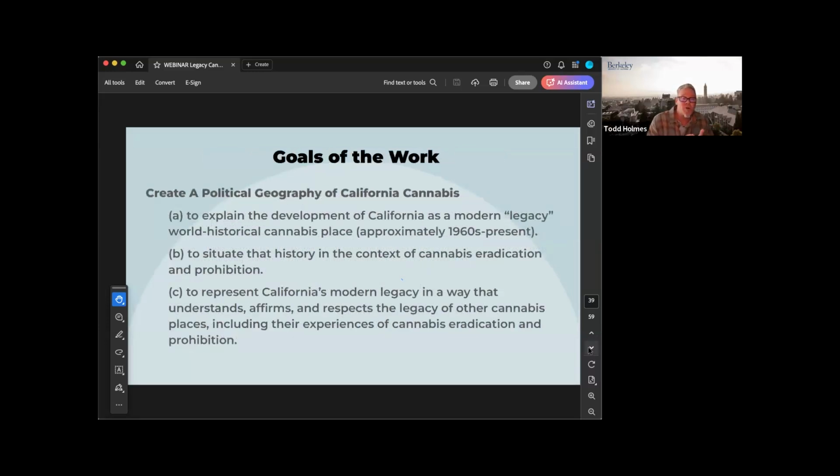So again, the goal of the work for Dominic is creating a political geography of California cannabis, right? So we're going to explain the development of California as a modern legacy world historical cannabis place, to situate that history in the context of cannabis eradication and prohibition, and to represent California's modern legacy in a way that also understands, affirms, and respects the legacy of other cannabis places, including their experience of cannabis eradication and prohibition. Next slide.